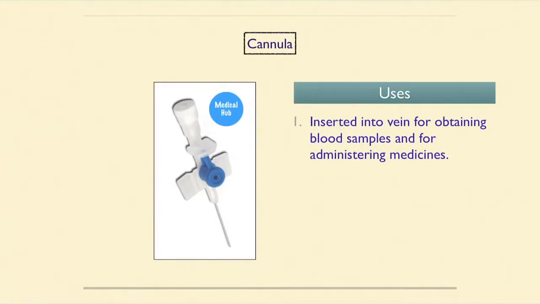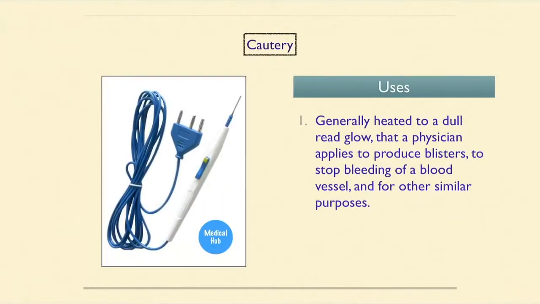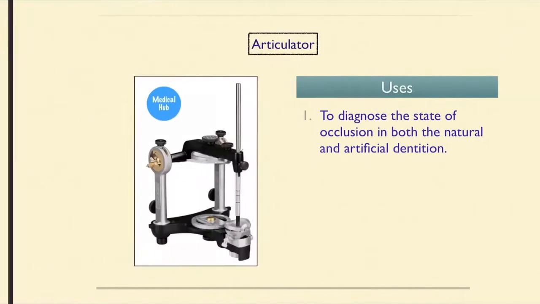Next one is the cannula. It is inserted into the vein for obtaining blood samples and for administering of medicines. Next one, this is cautery. Generally, it is heated to a dull red glow that a physician applies to produce blisters to stop bleeding of a blood vessel and for other similar purposes.